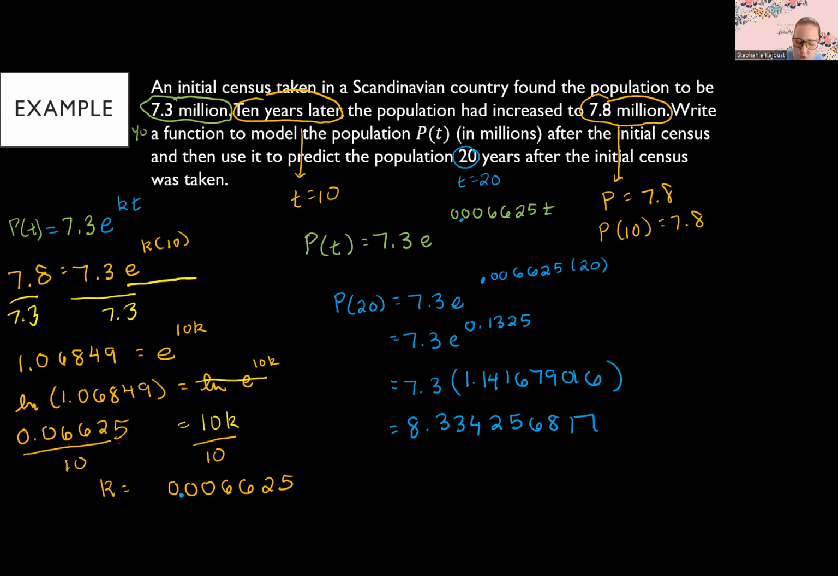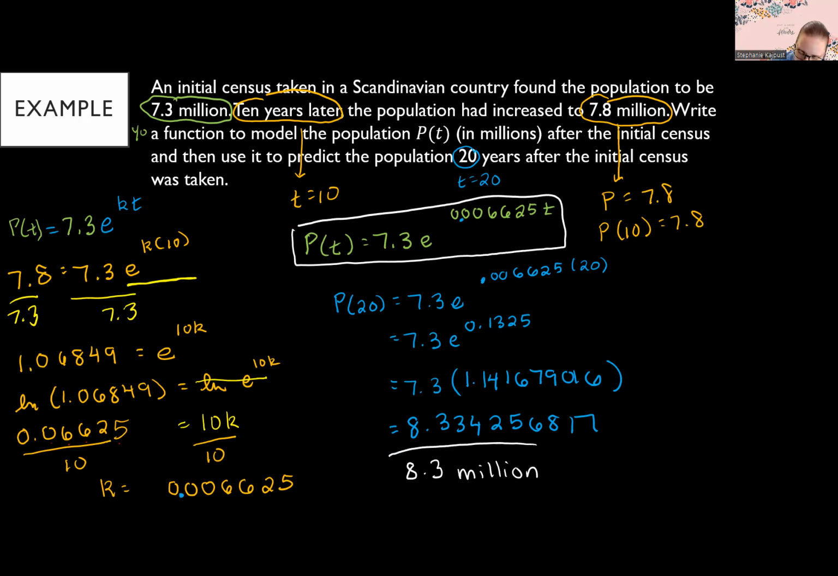Generally when we're giving our final answer here, first off, the question was, find the model. So that's our model. And if we want to predict the population in 20 years, because the other population numbers are given with 1 decimal place, then we also want to use 1 decimal place when we're predicting our population. So 20 years later, the predicted population would be 8.3 million.